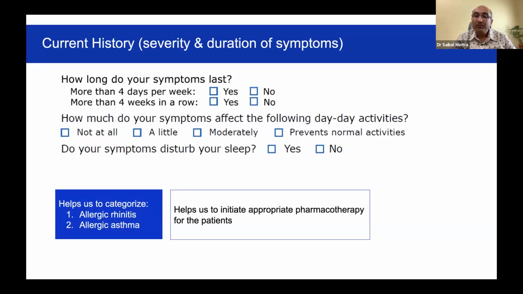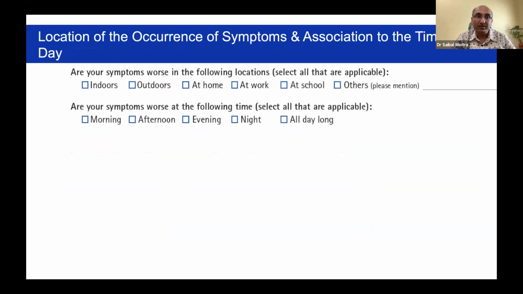And this helps us to initiate an appropriate pharmacotherapy for the patient, and also to understand the allergenicity, so that we can evaluate the patient accordingly, depending upon the patient's seasonality of symptoms and the system which is involved. Then there is the location of the occurrence of the symptoms, and the association with the time of the day is also very important. As I have said, whether the patients are worse during the weekends or on the work days, in school or at home, and whether the symptoms are worse at night, in the morning, in the afternoon, or all day long. This helps us to understand when the exposure is more and whether it can be correlated with the patient's history, and how the disease control is over an entire day.